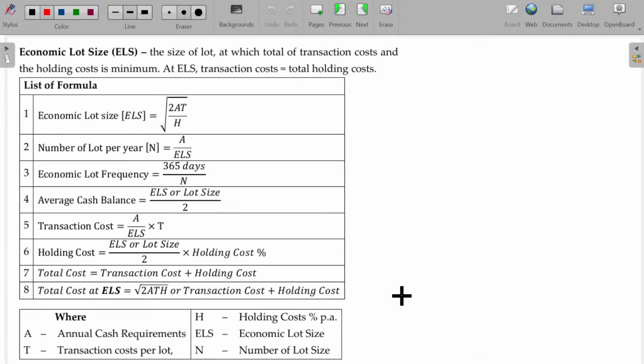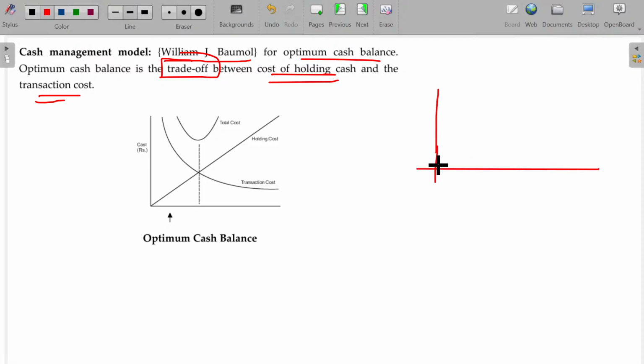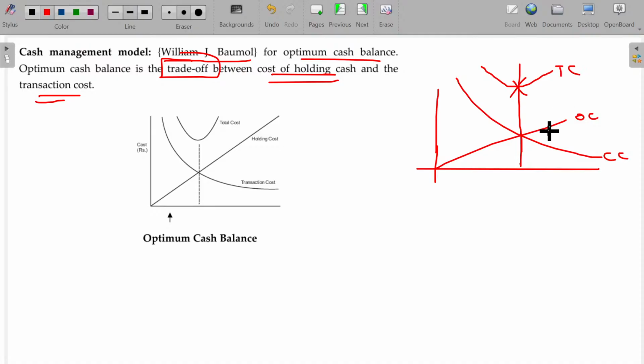So here, what are the things? Cash management model, William J. Baumol for optimum cash balance. Optimum cash balance is the trade-off between cost of holding cash and transaction cost. How do we work it out in the case of EOQ? This is ordering cost. This is carrying cost. The point where these two intersect is called total cost. This is how we have learned the EOQ.